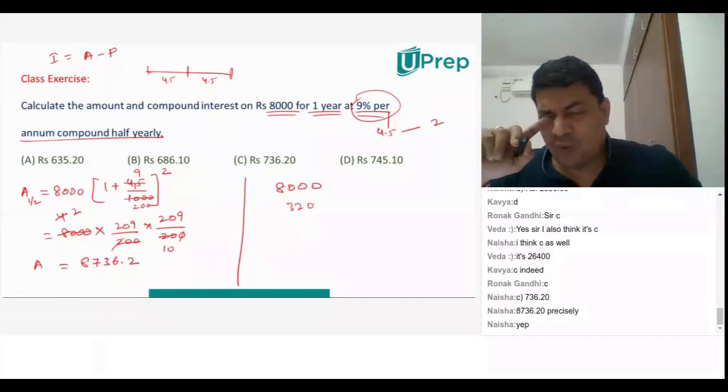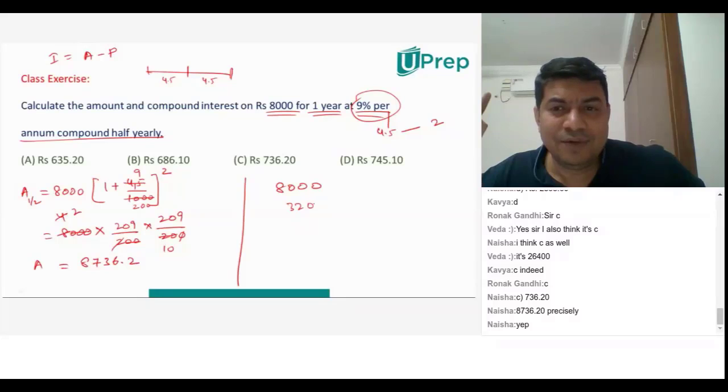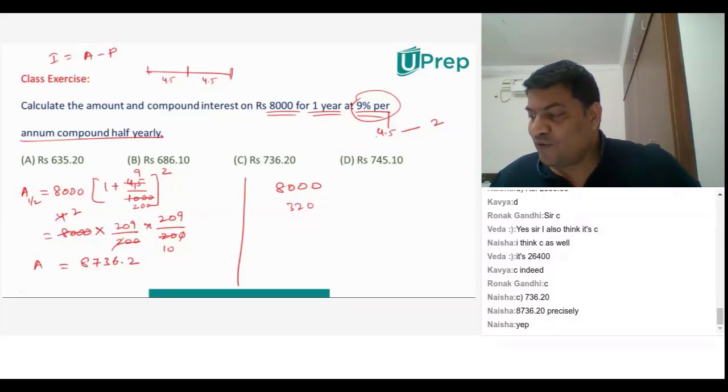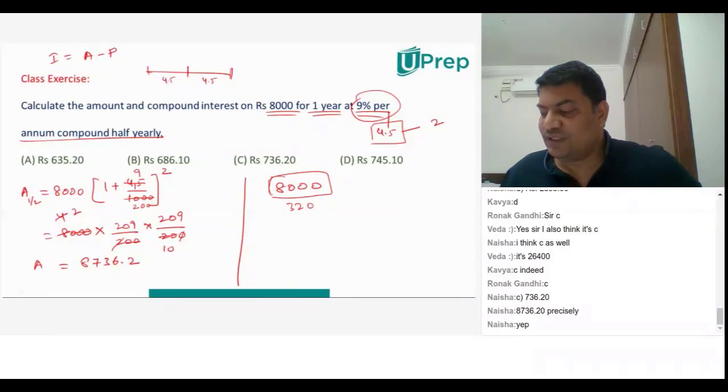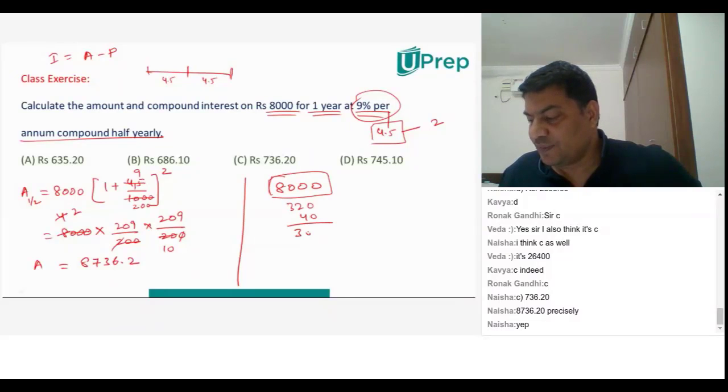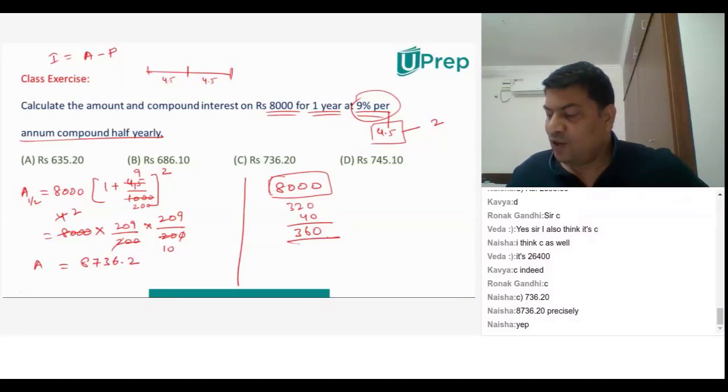Are you able to follow what I'm doing? I'm saying 4.5% interest on 8,000. I'm saying 1% of this is 80 rupees. 4% will be 80 into 4, 320. And 0.5% will be 40 rupees. That means 360 rupees. Are you okay? Do you understand this is 4.5%?